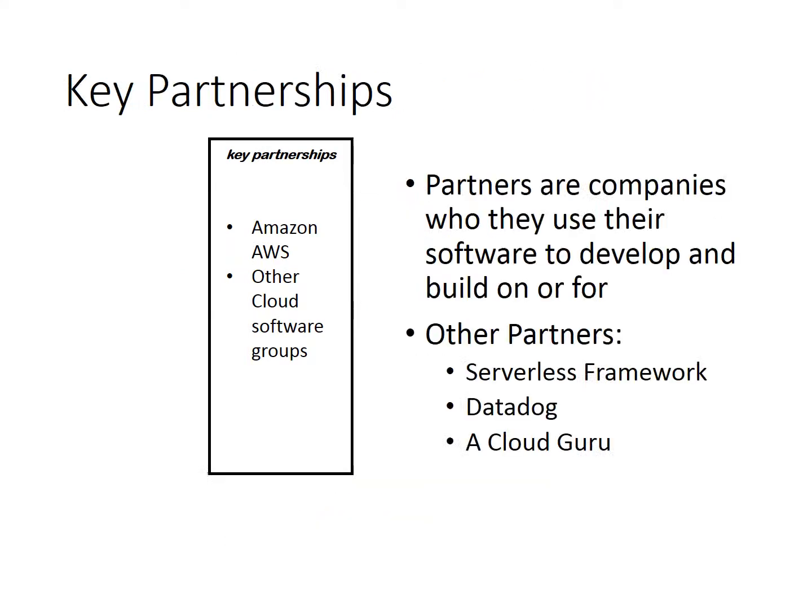First, the key partnerships are companies whose software they use to build and develop on. Amazon's AWS is the main partner, as they are a part of the partner network, and they're mainly focused on developing and designing for Amazon's AWS. The other partners include Serverless Framework, Datadog, and Cloud Guru. They use Cloud Guru during the team support, which offers cloud education, and it can provide certificates and hands-on labs.